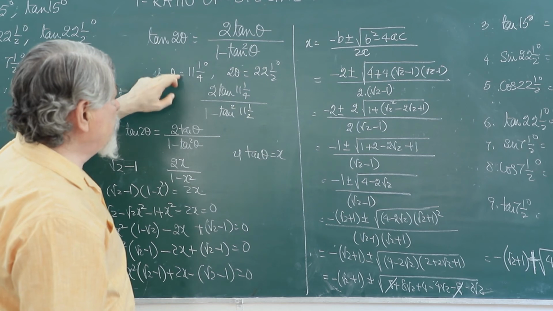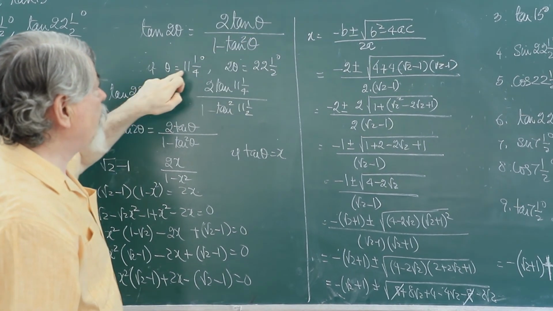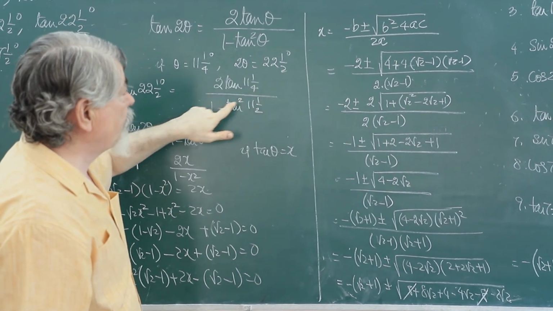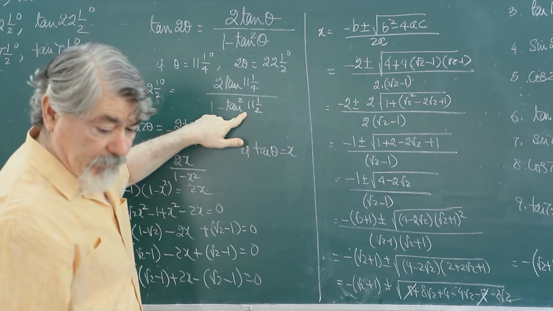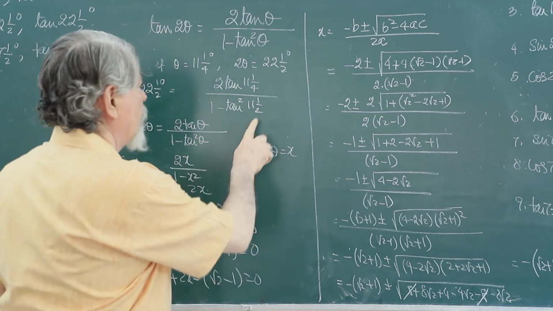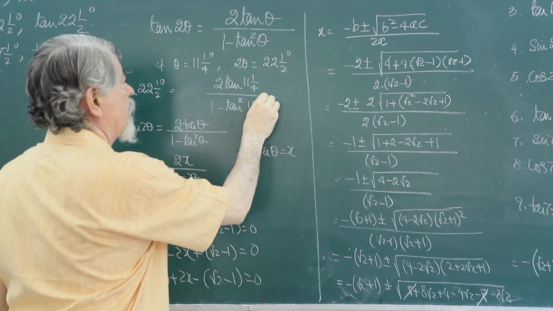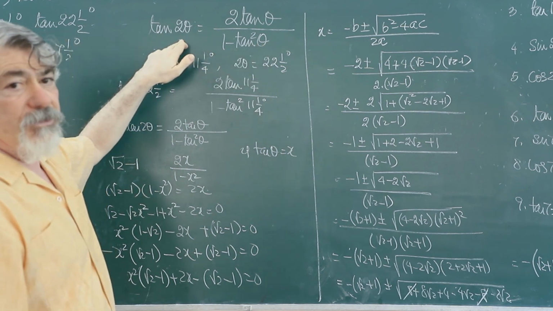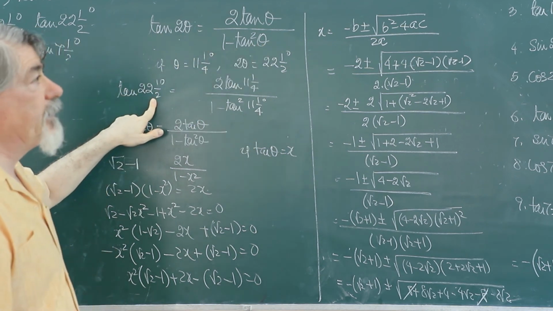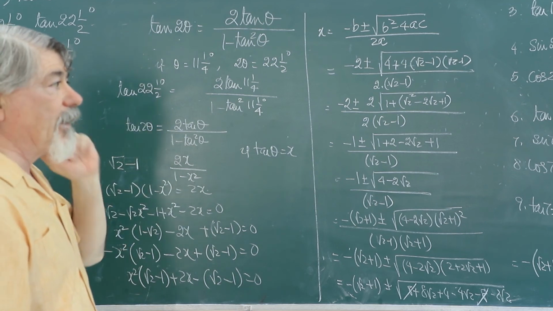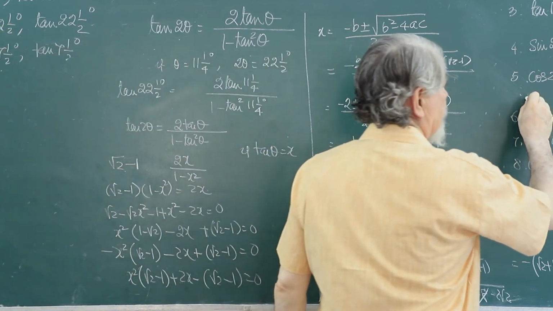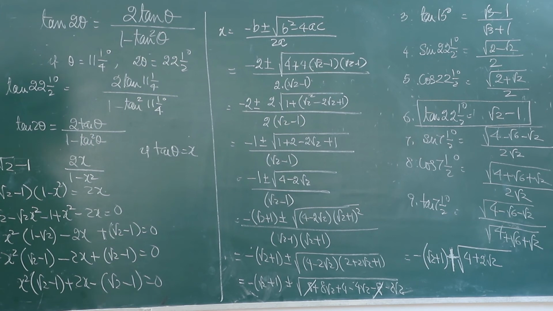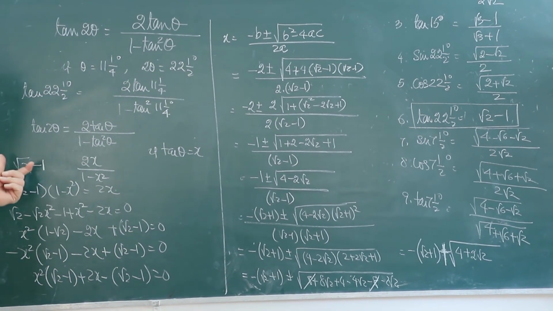Now theta here is half of this. I want to calculate tan 11 1 upon 4. So 2 tan 11 1 upon 4 upon 1 minus tan square, and it will be equal to tan 22.5, because this angle will be double. If this is theta, it is 2 theta. So double of this will be tan 22.5. We have already calculated the value of tan 22.5 in the previous exercise, which is root 2 minus 1.